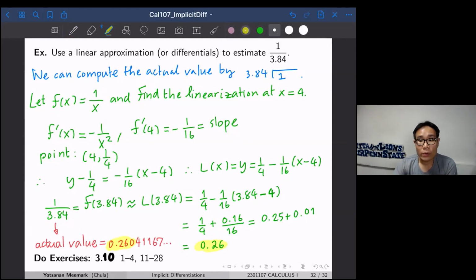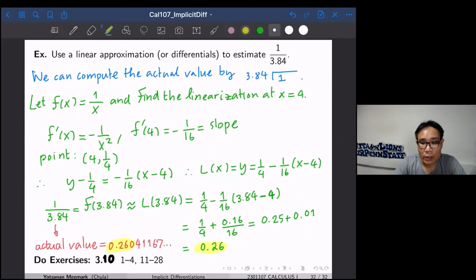Okay, so that should be it for chapter 3. In the next video, we're going to go to chapter 4, which is going to be about the application of the derivative of the function. Okay, it's going to be more fun, and it's going to be the last topic on derivative of the function. After that, we're going to talk about integration.